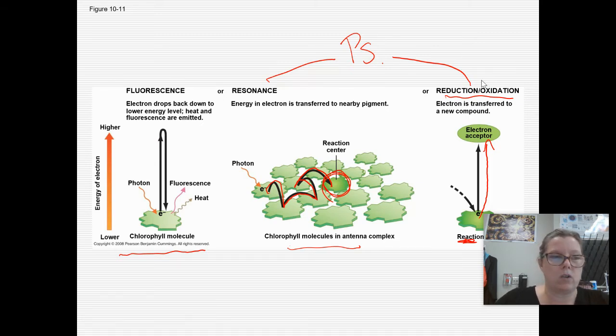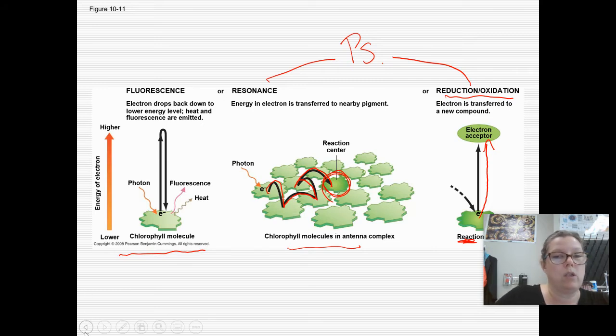But NASA scientists are actually using that, since it is a byproduct of photosynthesis, to measure, using images from satellites that pick up fluorescence, the rate of photosynthesis around the world, which is pretty cool. All right, so there is that.